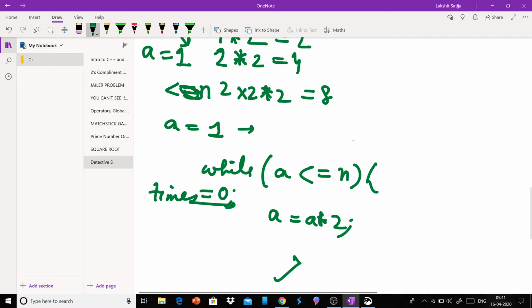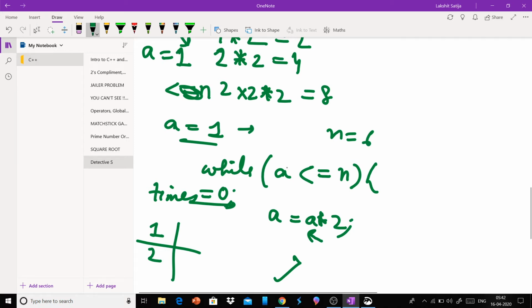So suppose n is equal to 6. Initially a is 1, and 1 is less than 6, so the times value will increase by 1. Now the value will become 2. Again 2 is less than 6. Now times has a value of 2, right?